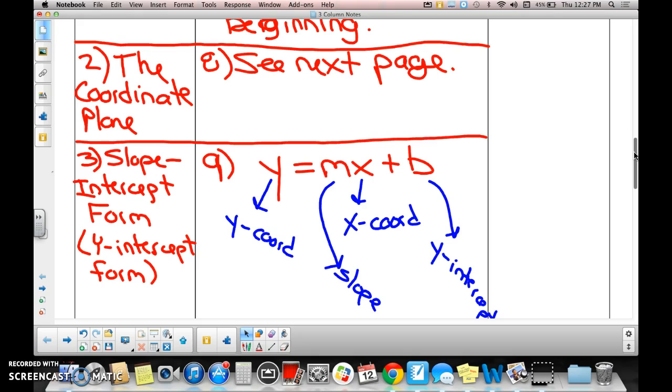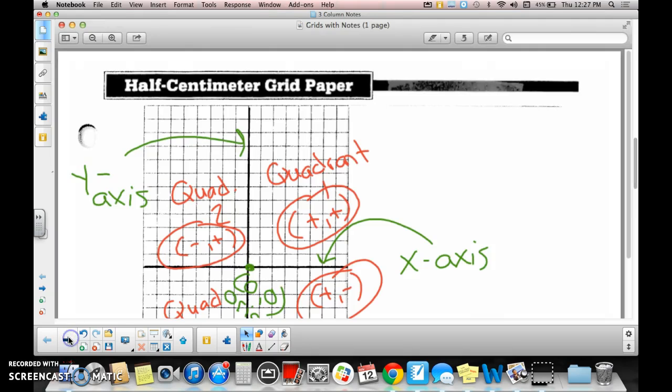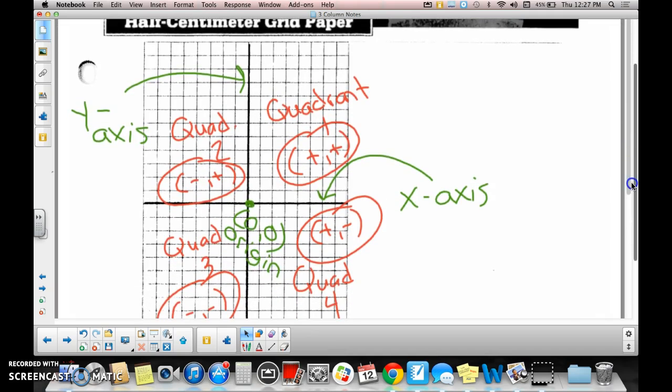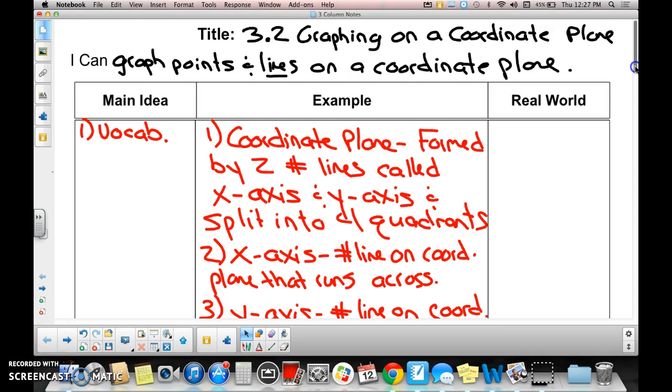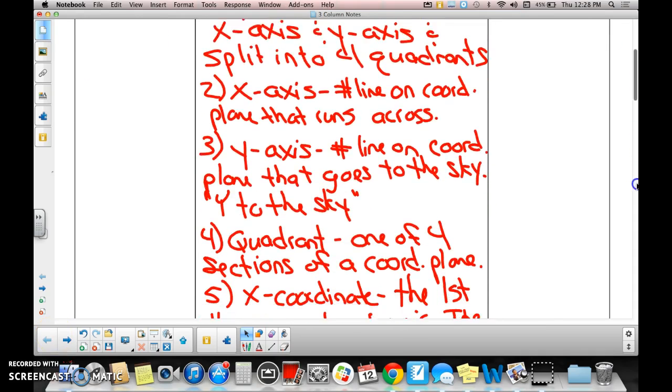The next page would be this page right here, in which we have the grid or the coordinate grid, coordinate plane, coordinate graph, whatever you want to call it. We got the quadrants, we got the y-axis, the x-axis, the origin, and then what each of the coordinates are as far as positive or negative values. If we go back into our notes, I guess we have to scroll back down again.